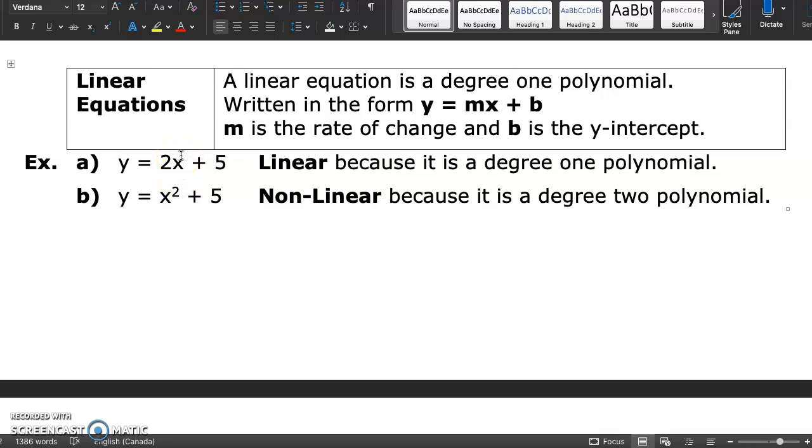Now we don't see that 1, but we assume that that is the value for the variable. Here we have x squared. This is nonlinear.